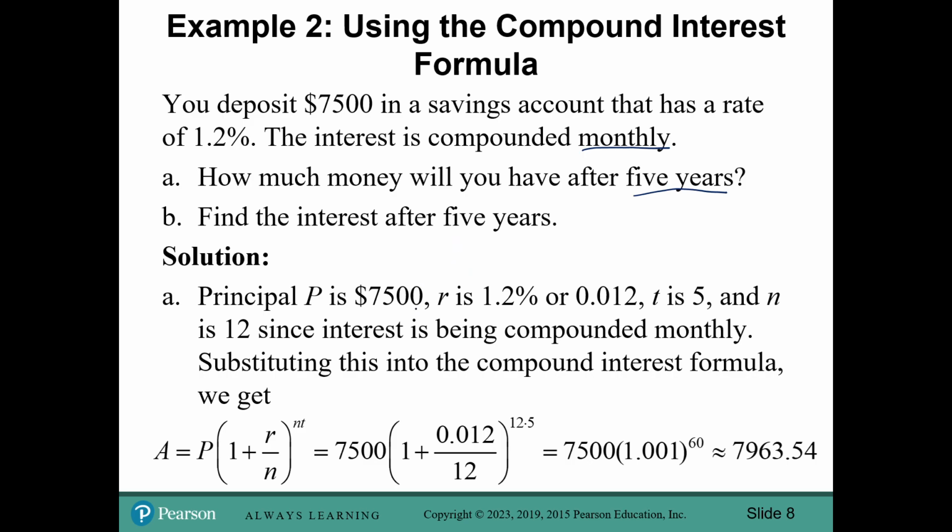So, principal P of $7,500. The R is 1.2%. That's just directly from the problem. Your principal is how much you initially invested, and your rate is given to you as well in the initial problem. Remember, we have to write it as a decimal, so here is the decimal at 0.012. T is 5 because we are doing it over 5 years, and n is 12. Now here might take some explaining. n is 12 because we're compounding monthly. There are 12 months in 1 year. That's where the 12 comes from.